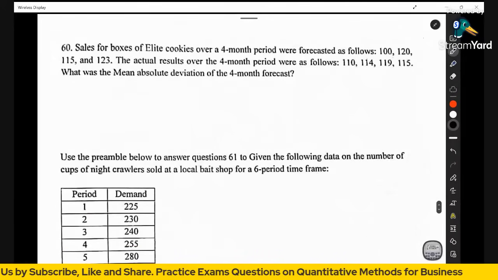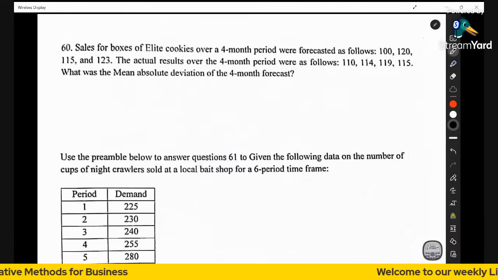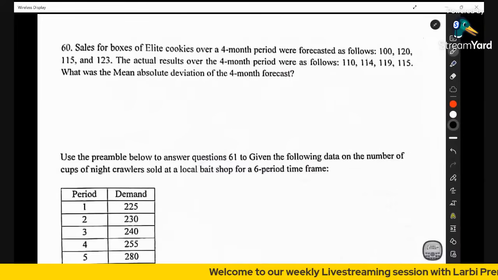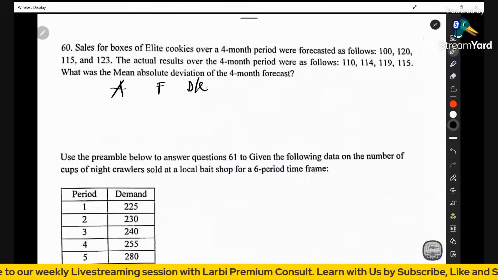Question 60. Sales for boxes of elite cookies over a 4-month period were forecasted as 100, 120, and so on. The actuals were also given. What was the mean absolute deviation? So we have the actual, we have the forecast, and we have the deviation or the error term.